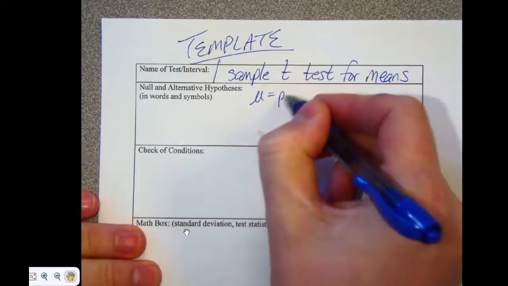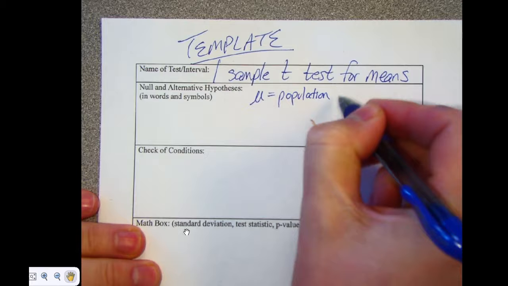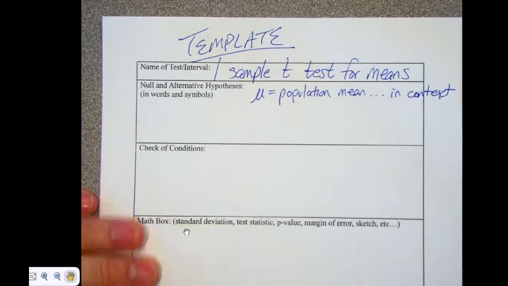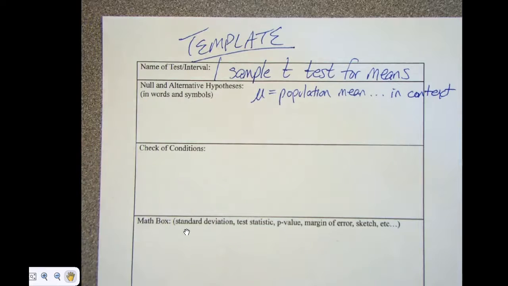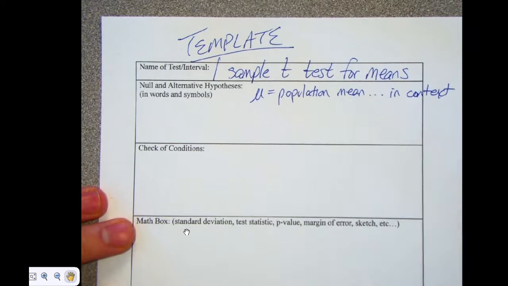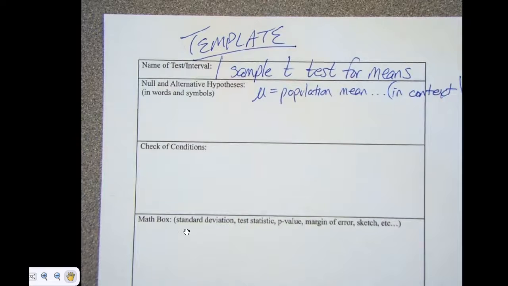So you always set H0 equal to the population mean, and you put it in context. Please don't write literally "in context." I swear, every year someone writes "mu equals population mean in context." You're supposed to use the context of the problem. Don't literally write the words "in context."